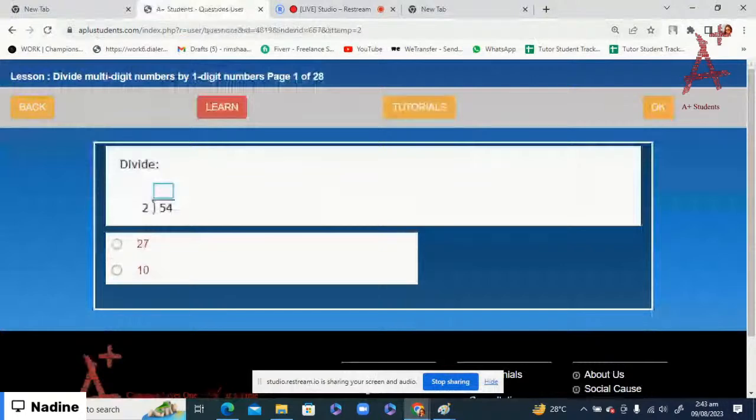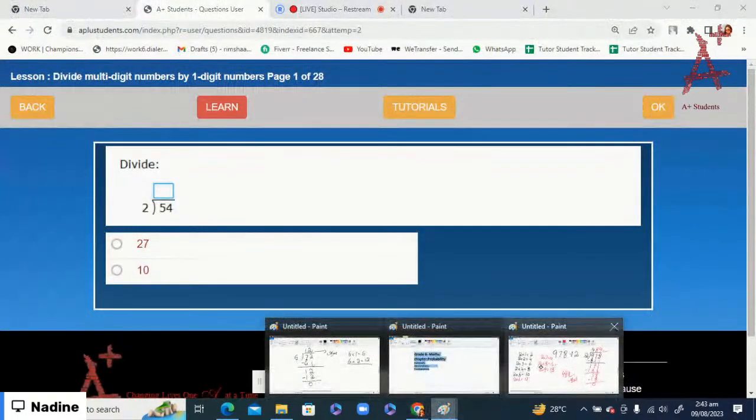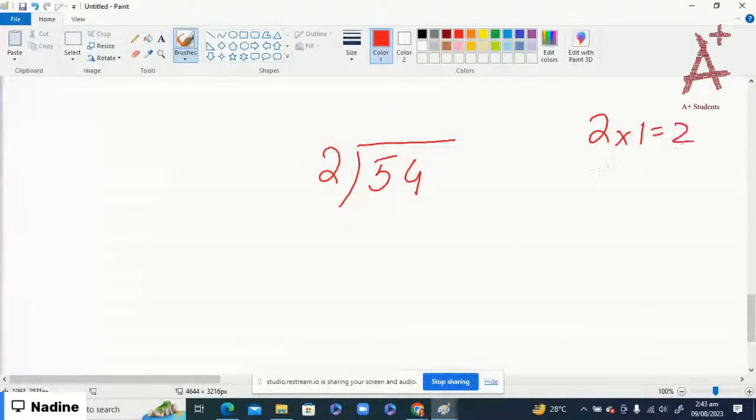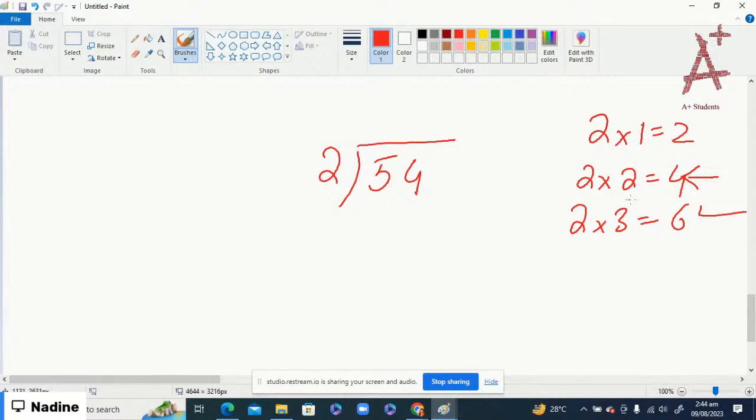Okay, 54 divided over 2. Let's check it. 54 divided over 2. Alright, I'm going to write a table here. Here is 6 and here is 4. So which number you gonna put? 2 times 2 is 4 or 2 times 3 is 6? So we're gonna put it here. Oh, sorry, not 2 times 3 is 6. We're going to put 2 times 2 is 4. Why? Because 4 is smaller as compared to 6 is greater. So 2 times 2 is 4 here.